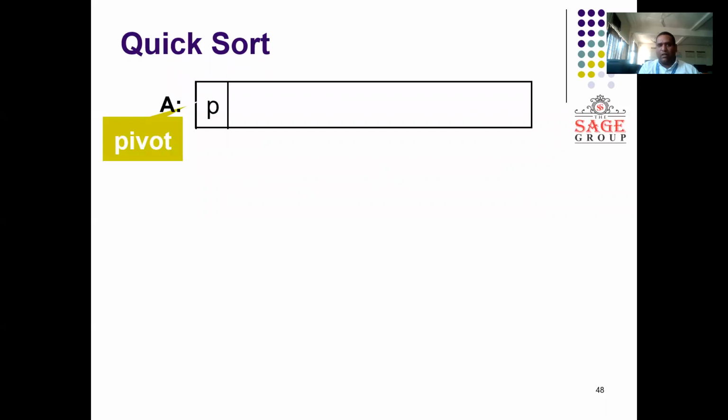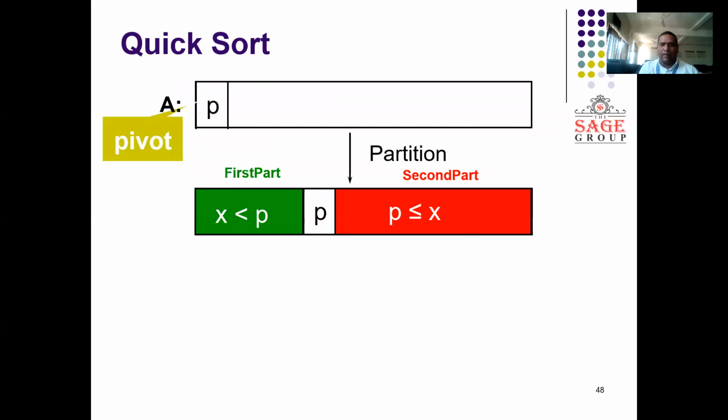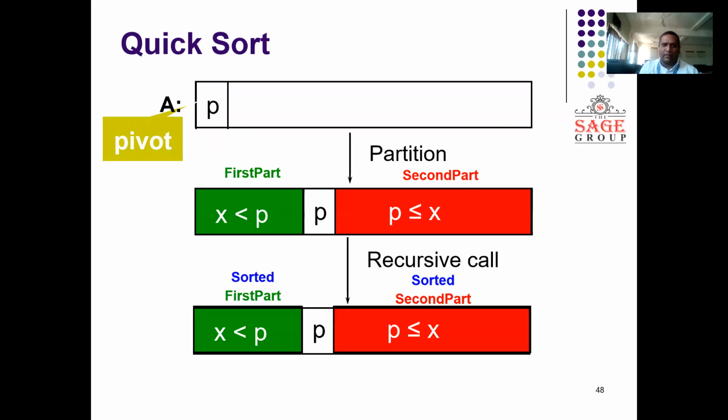How can we take the pivot element? Here we are taking the pivot element as the first element. What is the concept? Just set P at its actual position. What is its actual position? The elements smaller than P are in the first part, and the elements equal to or greater than P are in the second part. Then recursively solve the first and second parts. Then the list will be sorted one by one.